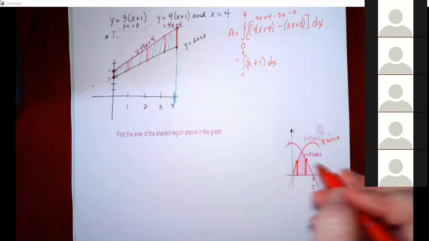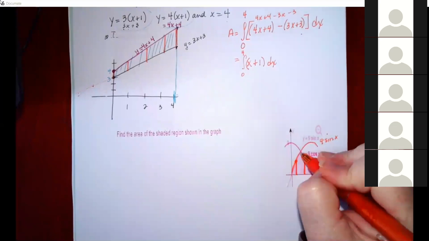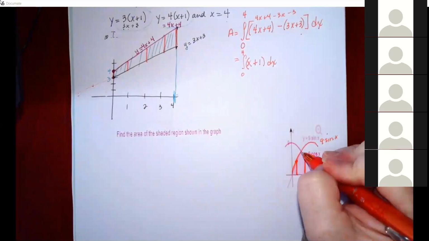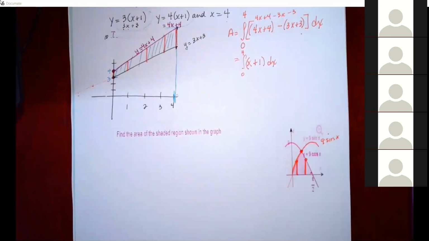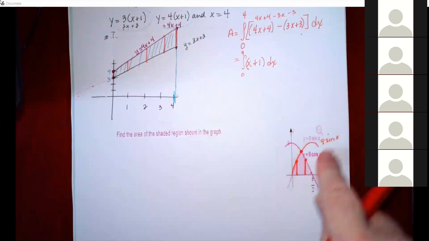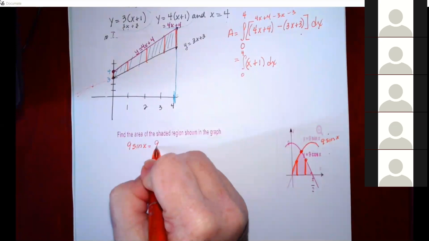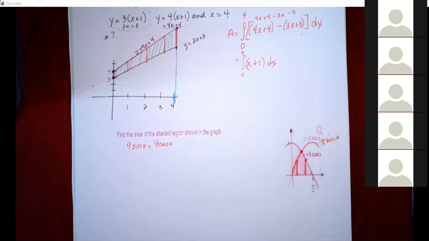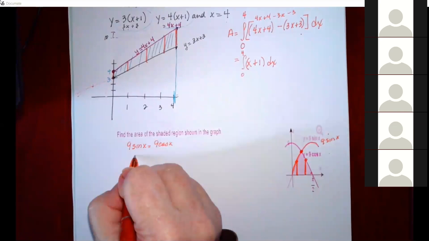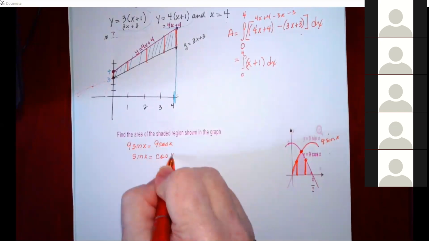So we do want to integrate this with respect to x, but we are going to have two separate integrals. So it will be imperative that we know what the point is where those two graphs cross. Okay, so we're going to come over here. How do you find a point of intersection? You set the graphs equal to each other. So we'll have 9 sine x equals 9 cosine x. If we cancel out the 9s, we'll have sine x equals cosine x.